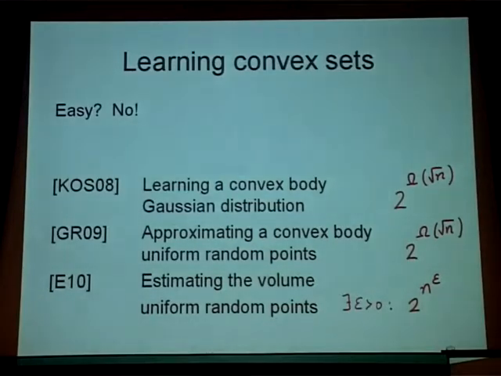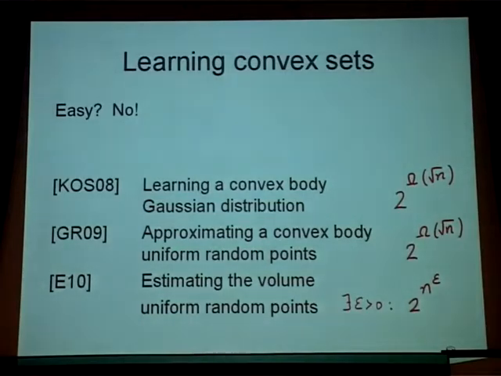How many points do you need to correctly learn the set, in the sense that given new points, you can decide whether they're in the set or not? You don't really need labels if all the points you're given are random from the set. And again, the lower bound is 2 to the root n. Same function, but it's a different construction. I don't want to say very different.